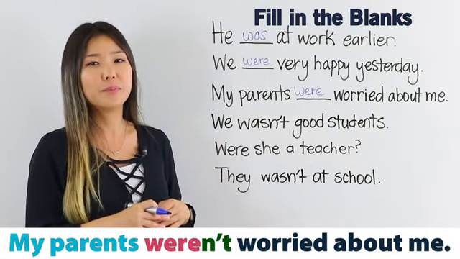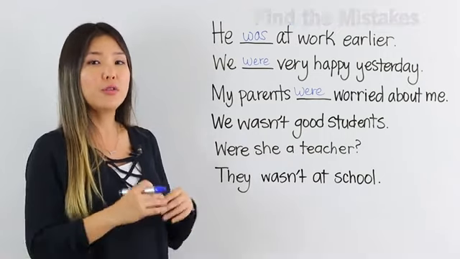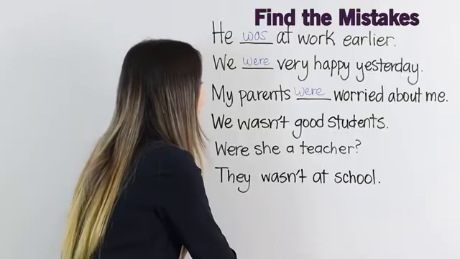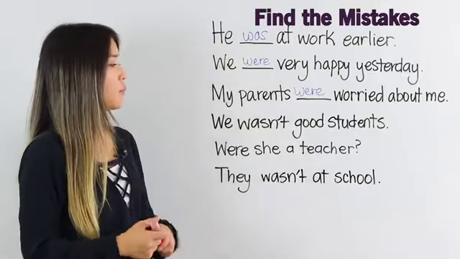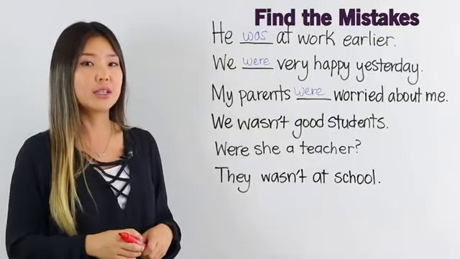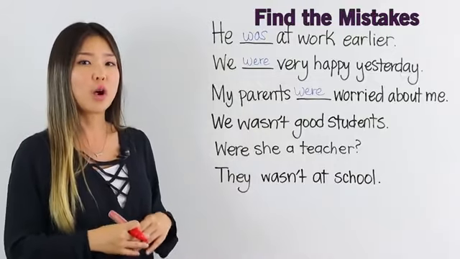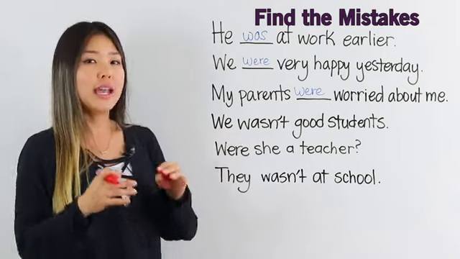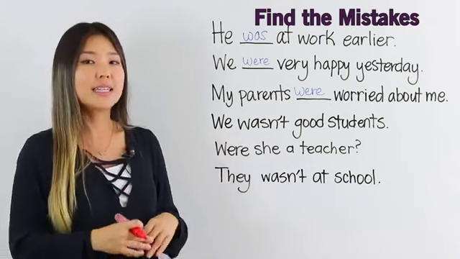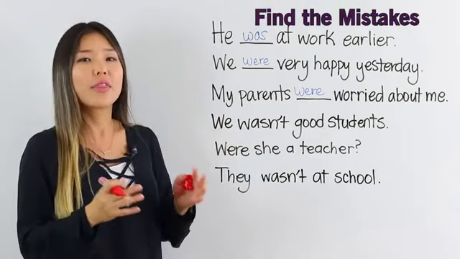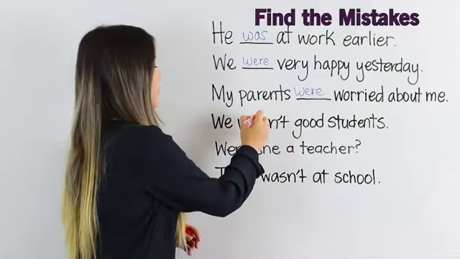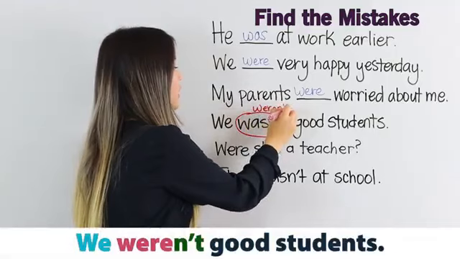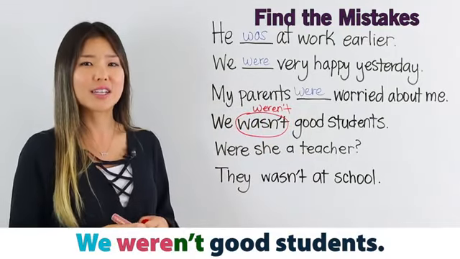And that's possible. Now, I want you to find the mistake in the next sentence. We wasn't good students. Can you figure out what's wrong? The subject here is we, so we don't say was not. We need to say were not, or the contraction weren't. We weren't good students is the correct answer.